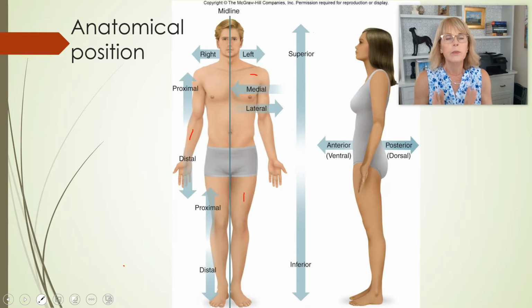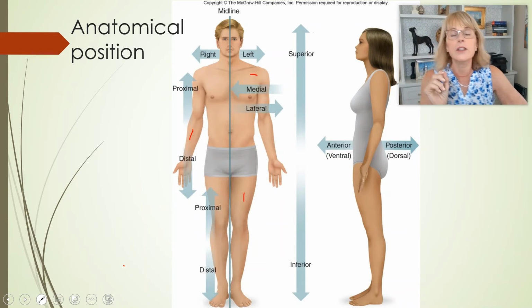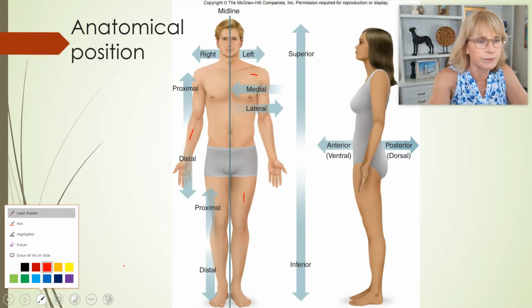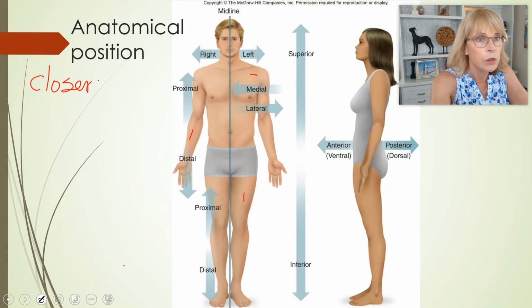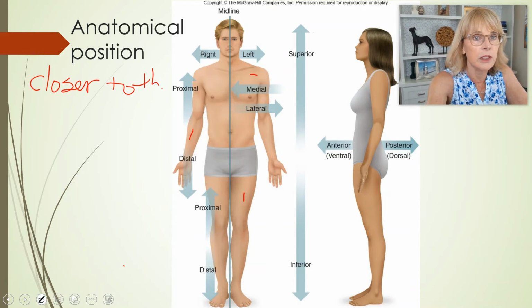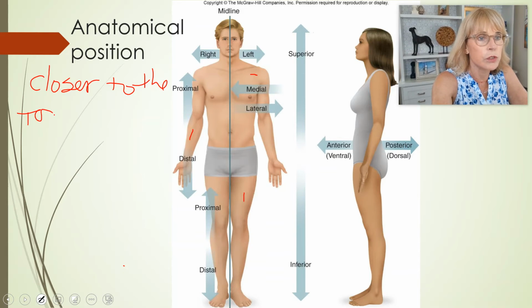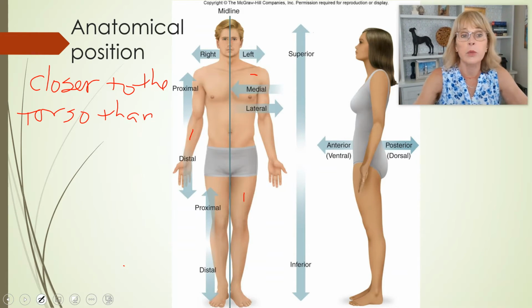Okay, let's see. Proximal and distal. I think it's important for you to do this. Whenever you're coming to a quiz question, and we're talking about proximal and distal, for the word proximal, you can write right above the word proximal, "closer to the torso than," for AP 120.